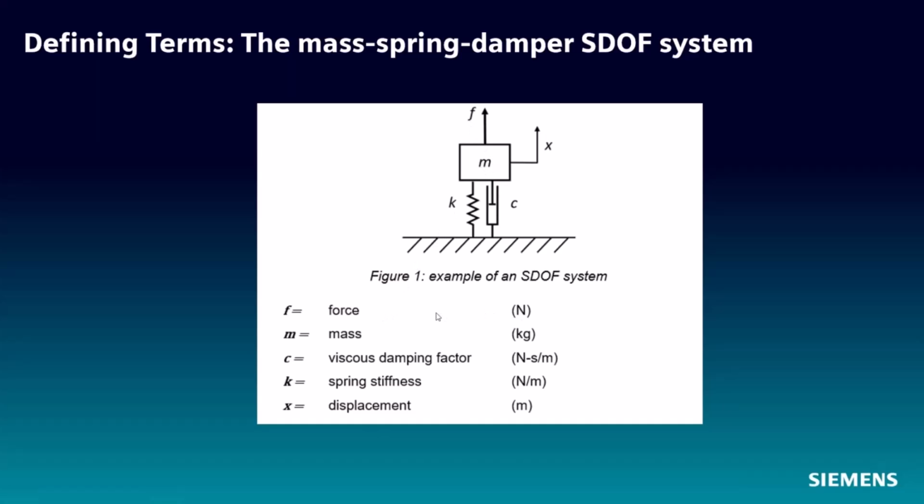F equals ma. Forces we usually talk about in newtons. Mass, we're generally talking about grams or kilograms. We have this viscous damping factor here. This is modeled with a dash pot, and that's in newton seconds per meter. We have the spring coefficient K, or stiffness as we frequently call it, and that's newtons per meter. And then we have displacement, which is typically measured in meters.